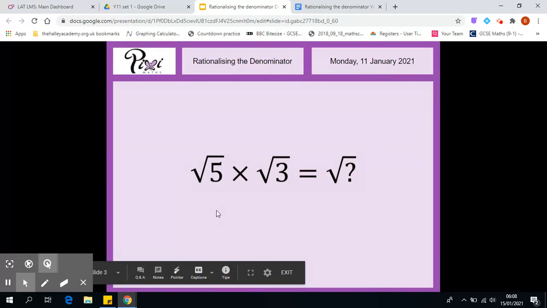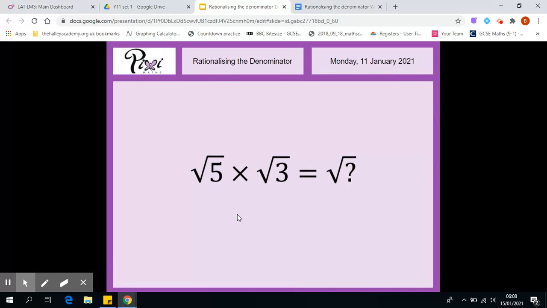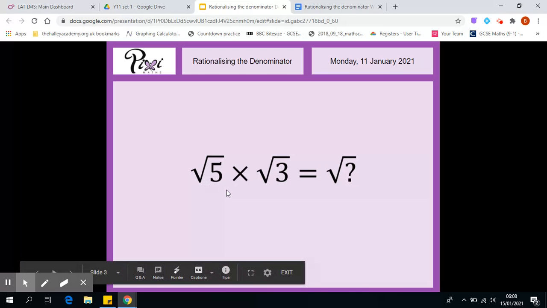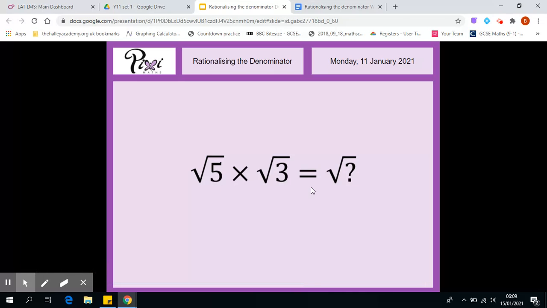Before starting this lesson, I want to focus on five key questions which some of the pupils had issues with. First one, what is square root 5 times square root 3? As they are both surds, 5 times 3 gives us square root 15.